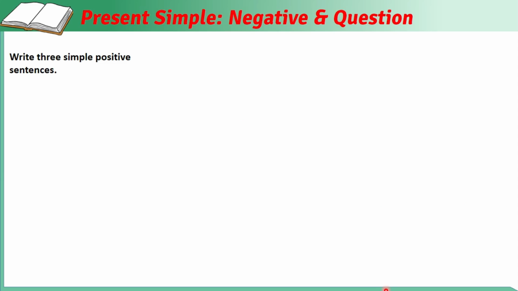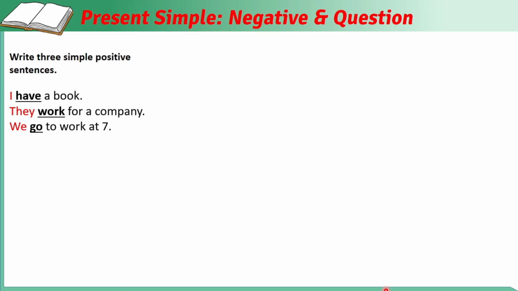Before we start negative and question, I want you to write 3 simple positive sentences first. So now write 3 simple positive sentences all together. Okay, let's check. I have a book. They work for a company. We go to work at 7. Okay, these kinds of sentence we call simple positive sentences.